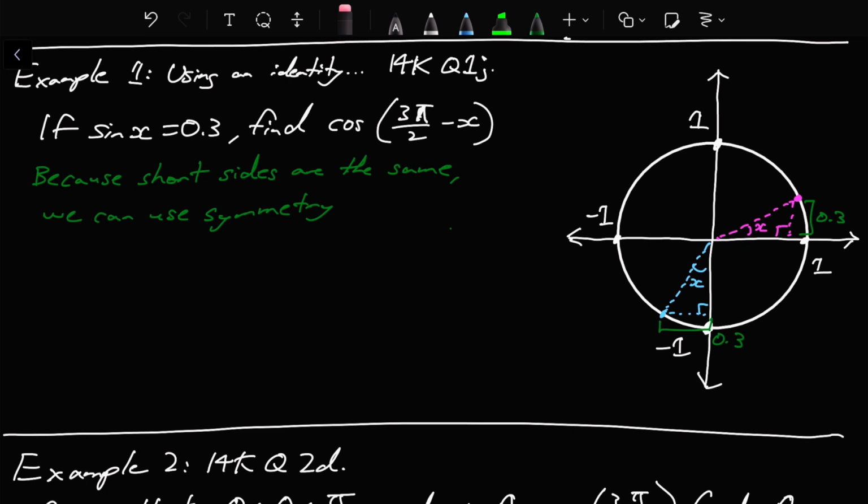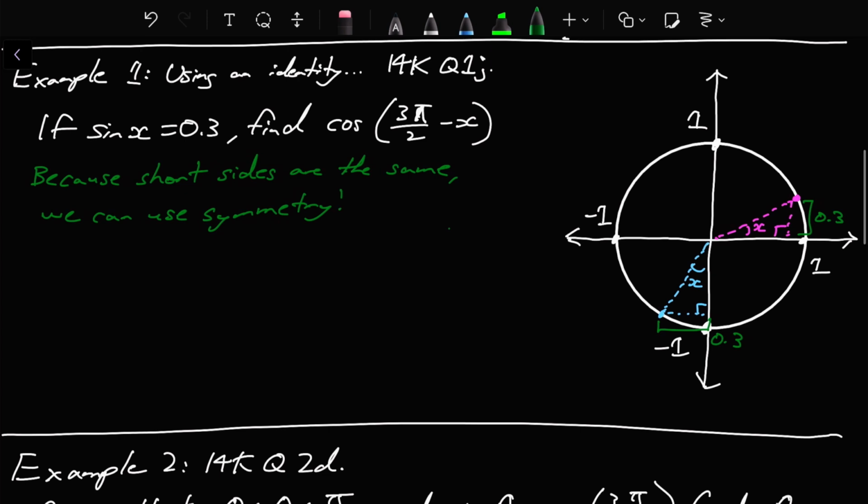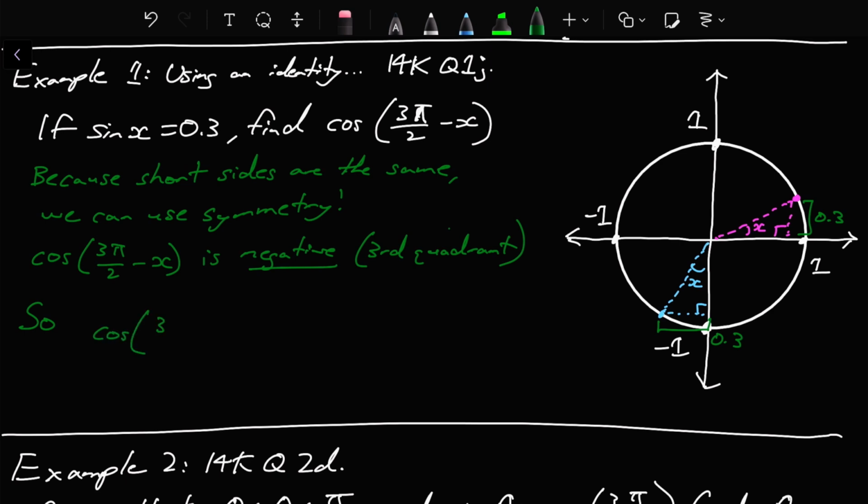And then we just have to notice one more thing, that cos of 3 pi over 2 minus x is negative, right? Because it's in the third quadrant. So yes, the side length is going to be the same. The short sides are both going to be 0.3, but cosine is negative here. So cos of 3 pi over 2 minus x is equal to negative 0.3. And we're done. Yay.